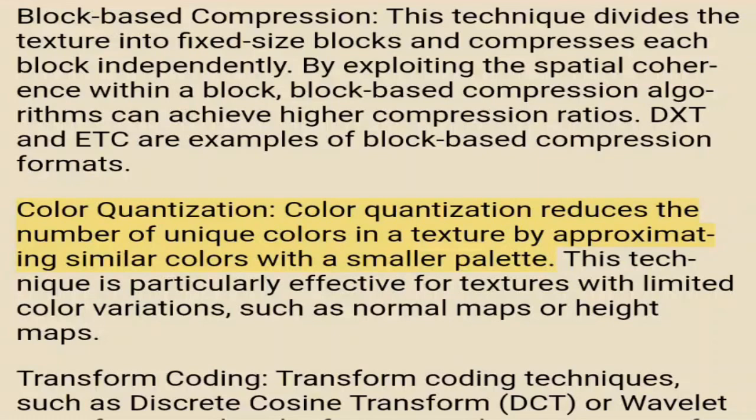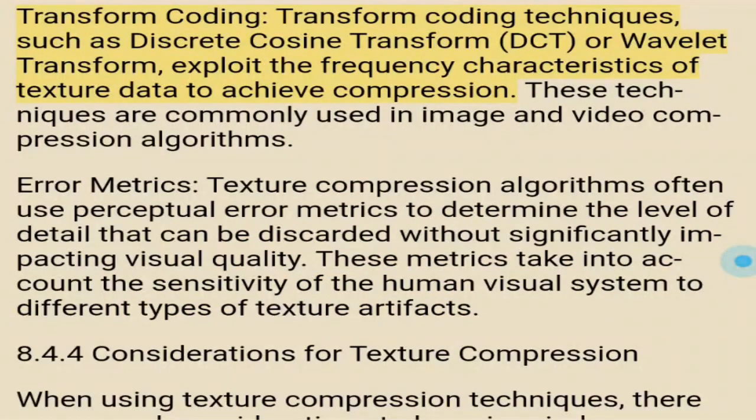Color quantization. Color quantization reduces the number of unique colors in a texture by approximating similar colors with a smaller palette. This technique is particularly effective for textures with limited color variations, such as normal maps or height maps. Transform coding. Transform coding techniques, such as discrete cosine transform (DCT) or wavelet transform, exploit the frequency characteristics of texture data to achieve compression. These techniques are commonly used in image and video compression algorithms. Error metrics.